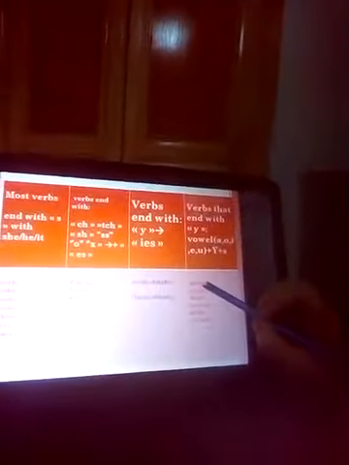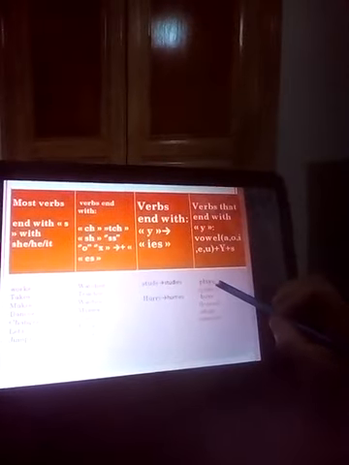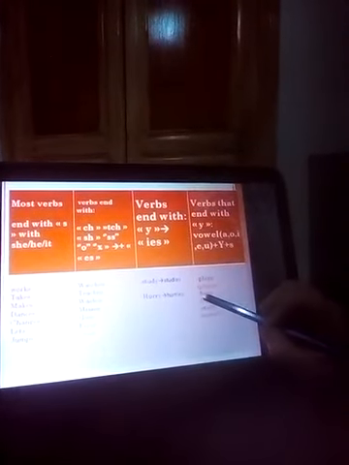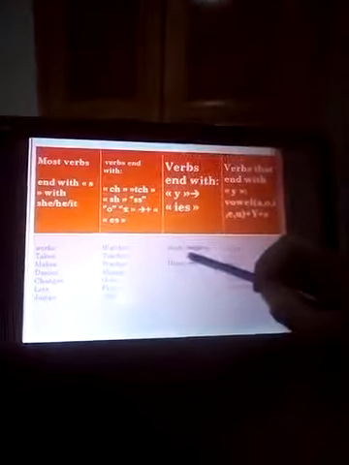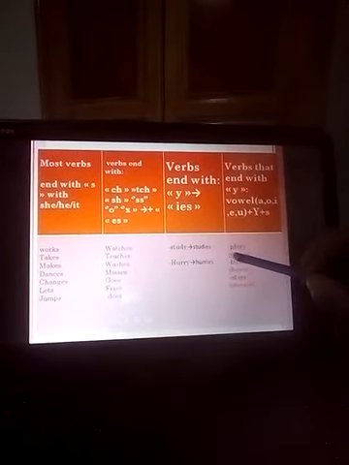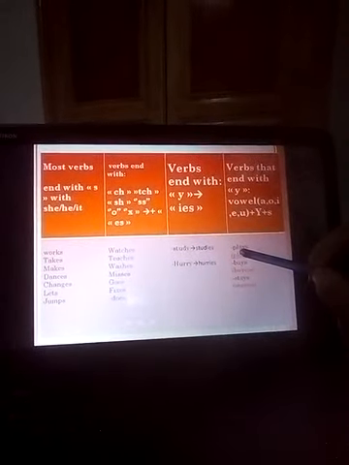With play, we have A-Y. So it's a vowel A. We add the S. Buy, U, it's a vowel. So Y plus S. So when we have vowel plus Y plus S, consonant plus Y plus i-e-s. Study, studies. D is a consonant. Plays. A is a vowel. Okay? So this page is going to summarize all the rules.